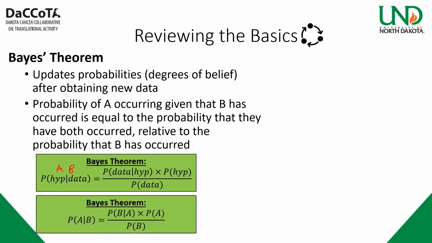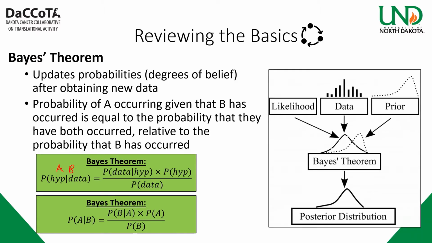And when you do so, you get this here. And again, here is a visualization. You're going to take in data and your prior understanding of the situation and likelihood to churn it out with Bayes' theorem to get your posterior distribution, to get an estimation of where your true value or parameter lies.